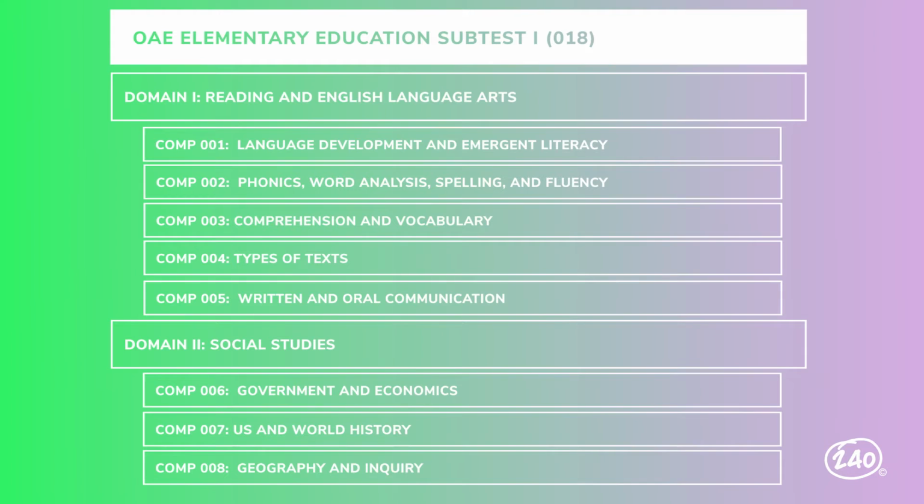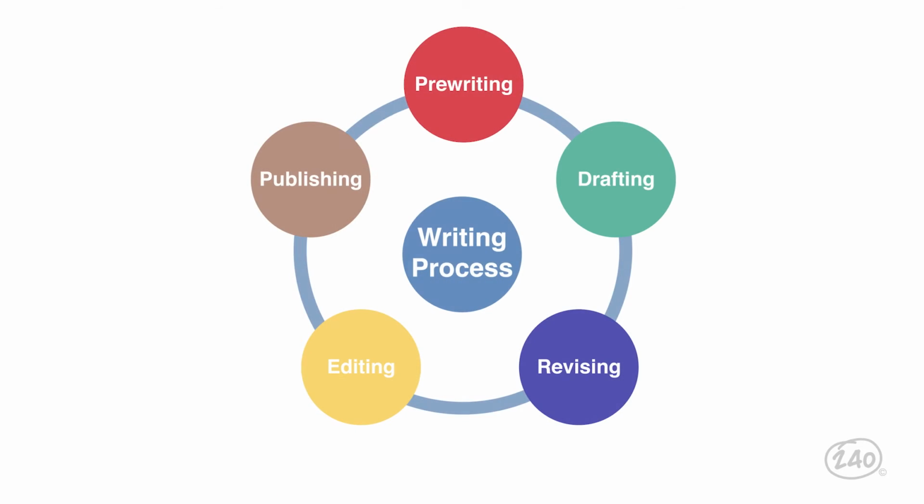Okay, just one more competency left in Domain 1. Let's pump the gas and get into it. In the written and oral communication competency, you'll need to know the stages of the writing process, modes of communication, and proper conventions. I'm going to tell you all about the writing process first because it's really likely to come up on this exam. The stages of the writing process are pre-writing, drafting, revision, editing, and publication.